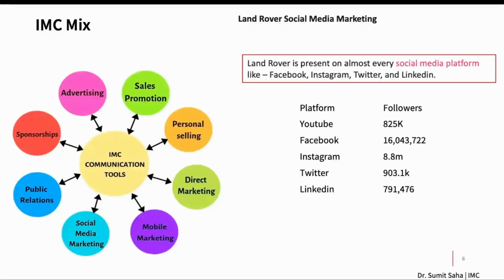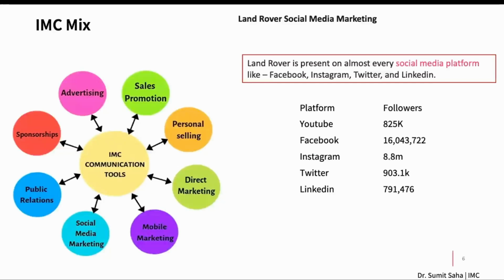So if I see the statistics in terms of platform versus followers, on YouTube they have 825K users, subscribers or users, whatever. Facebook has this much, almost 1.6 crore. On Instagram, Land Rover has 8.8 million followers. Twitter has 903,000 followers. And LinkedIn has almost how much? 8 lakh followers about. So what does this mean?